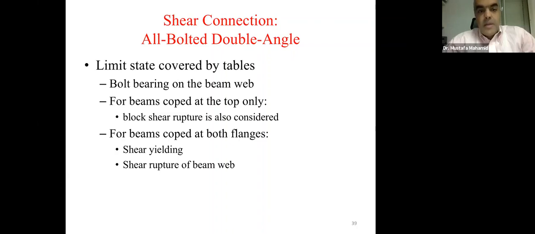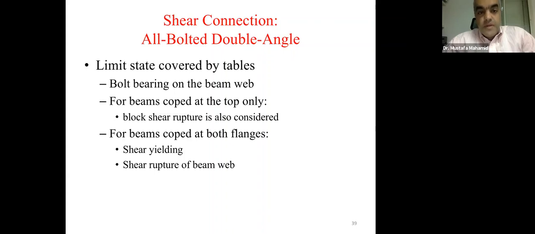And we have bolt bearing on the beam web. We have also, for beams coped at the top only, block shear rupture is also considered. And for beams coped at both flanges, we have shear yielding and shear rupture.